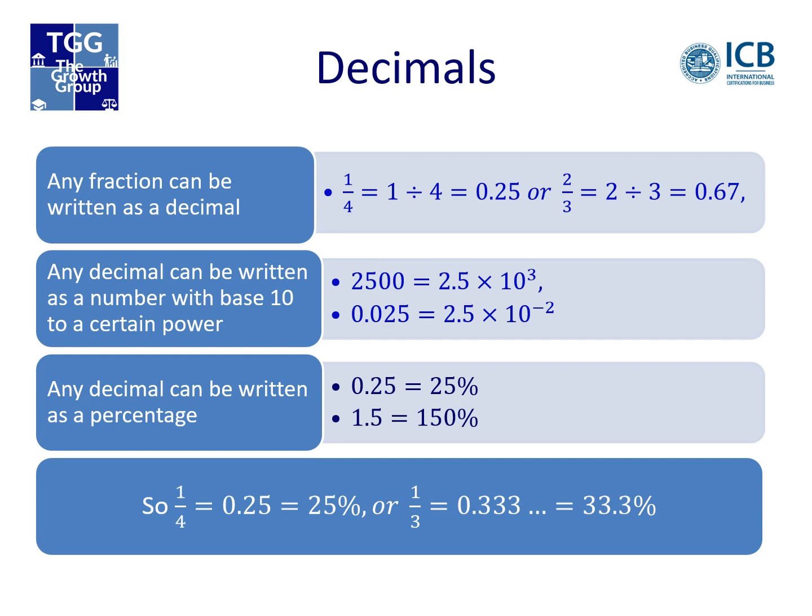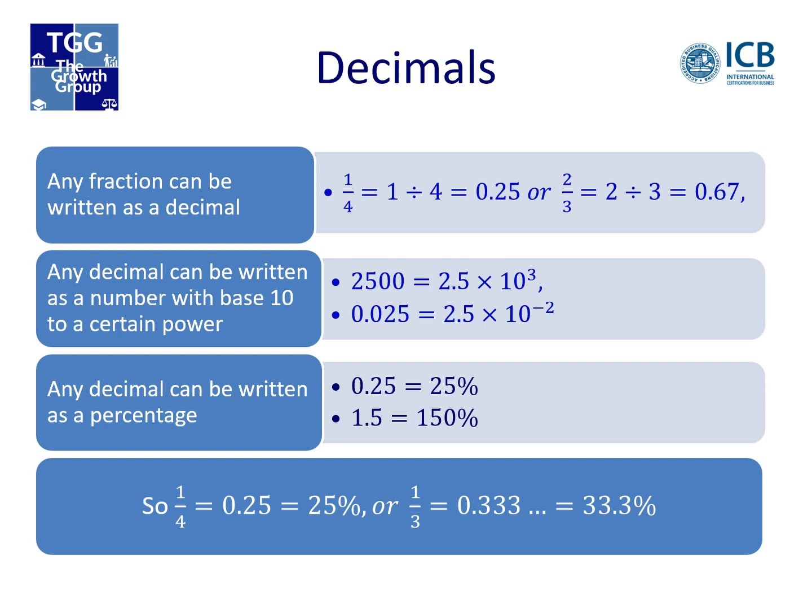Or 2/3 is the same as 2 divided by 3, and that is 0.67. It's really 0.66666 repetitive, but I've just rounded it up to 0.67. Okay, that's the first thing that you need to know.